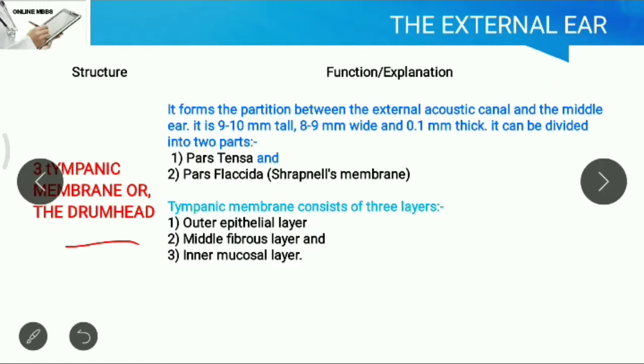Okay, let's learn about the functions. It forms the partition between the external acoustic canal and the middle ear. It is 9 to 10 mm tall, 8 to 9 mm wide, and 0.1 mm thick. It can be divided into 2 parts. They are pars tensa and pars flaccida, also known as Shrapnel's membrane. The tympanic membrane consists of 3 layers. They are the outer epithelial layer, middle fibrous layer, and inner mucosal layer.